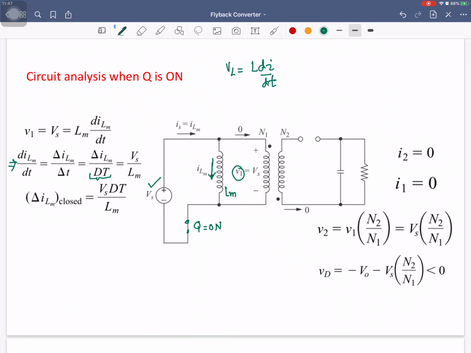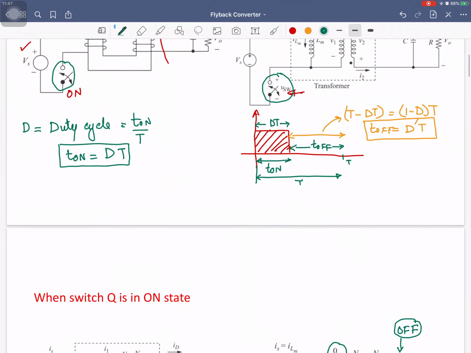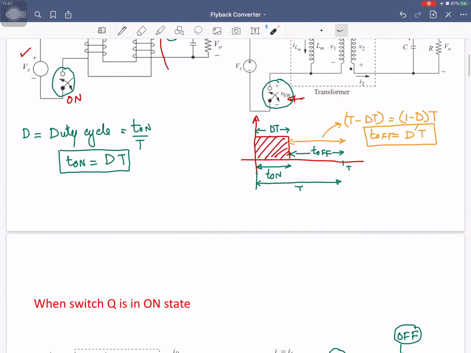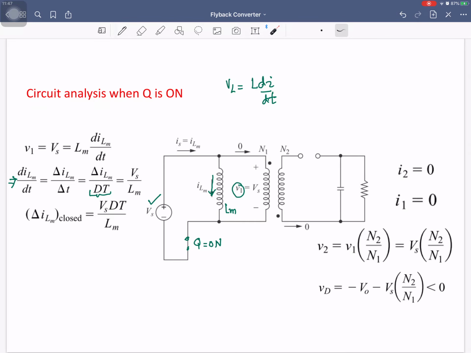Why delta t? Because we are considering the interval for which our switch is in the on state, and we have seen over here our switch remains on for the interval dT. So that's why delta t is equal to d times T when our switch is in the on state, and delta t will be equal to d prime into T when our switch will be in the off state. Okay, so now moving back to the slide, here this delta t is equal to d into T because our switch is in the on state over here, that you can see.